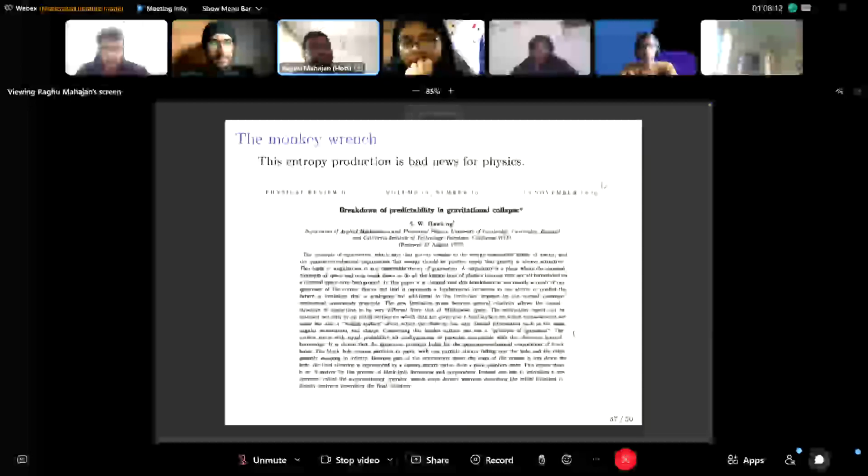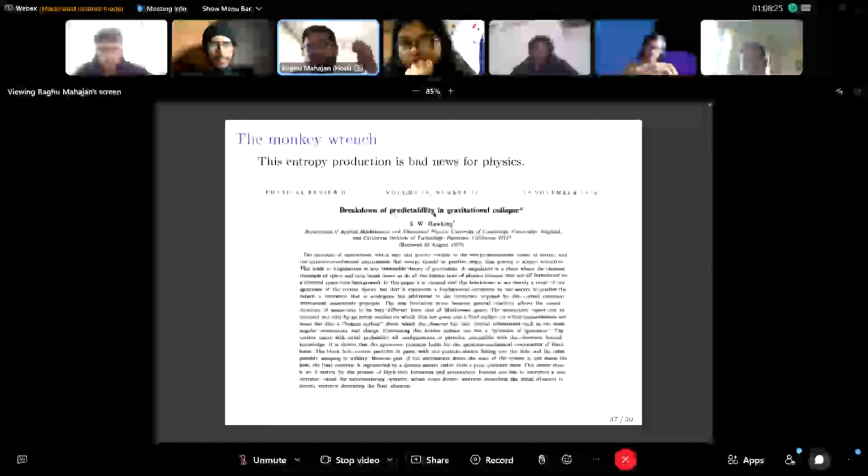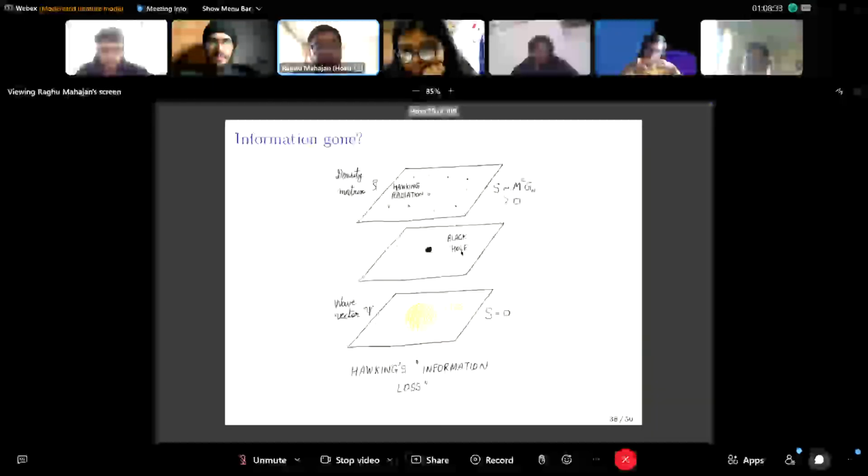Okay, so here is another of Hawking's papers in which he was discussing this breakdown of predictability. Breakdown of predictability is again the same idea: if you lose information as you're evolving in time, then you cannot evolve backwards. This is also a paper from 1975. So this is what is happening. You have a star at initial time, it collapses to form a black hole, and you have this Hawking radiation that is left at the end.